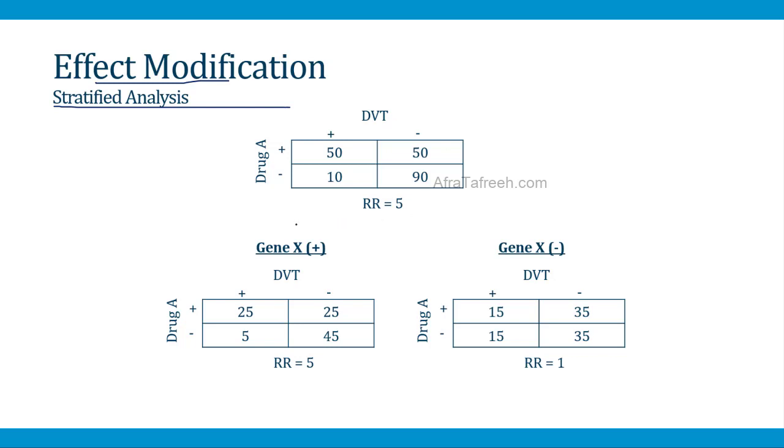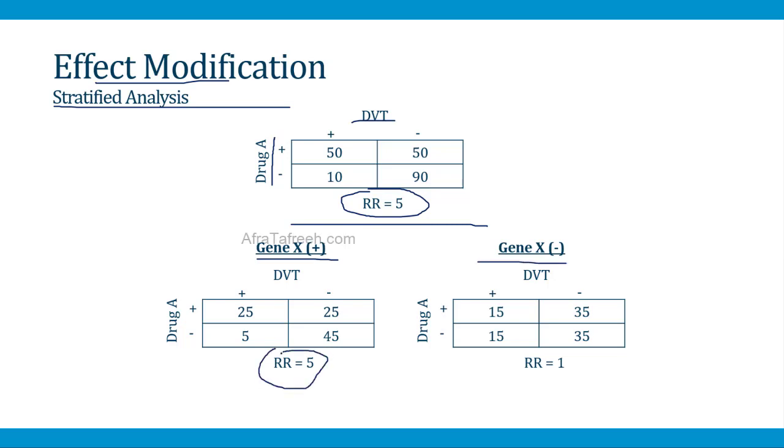So for example, suppose we got this 2x2 table for deep vein thrombosis occurring in patients who did or did not receive drug A. And if you do the math, this table will give you a relative risk of 5 for DVT in patients who take drug A. But if we stratify the analysis into patients who are gene X positive on the left and patients who are gene X negative on the right, what we see is the relative risk of 5 persists among the patients who are gene X positive, but the relative risk goes away and becomes equal to 1 in the gene X negative patients.